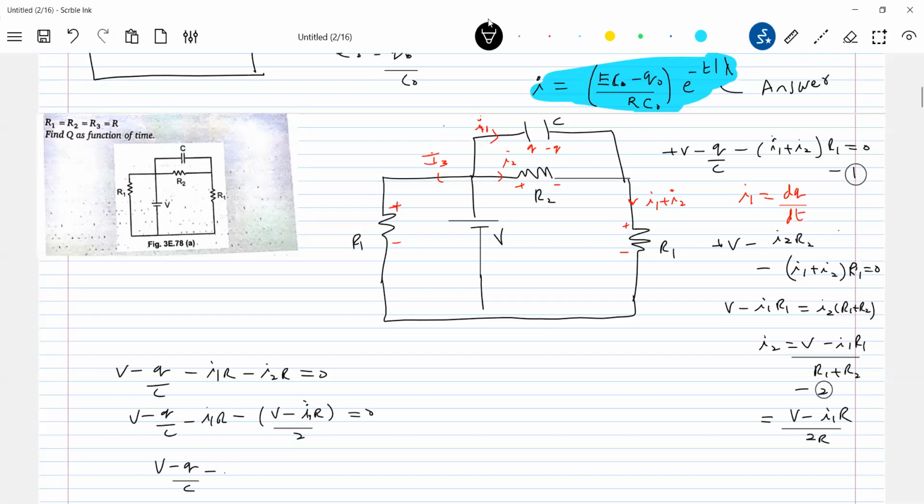If you're not confident of writing loop equations, what is the alternative method? Find the steady state charge, find the time constant, and manage the problem. So this will be V by 2 minus Q by C minus I1 R by 2 equal to 0. I1 equal to dq by dt. Now substitute this, and you can manage this equation very comfortably.